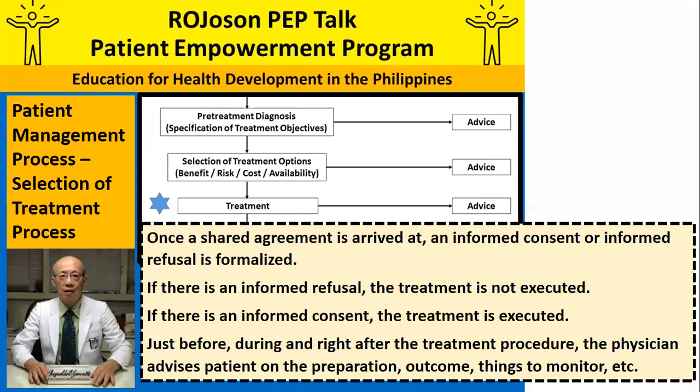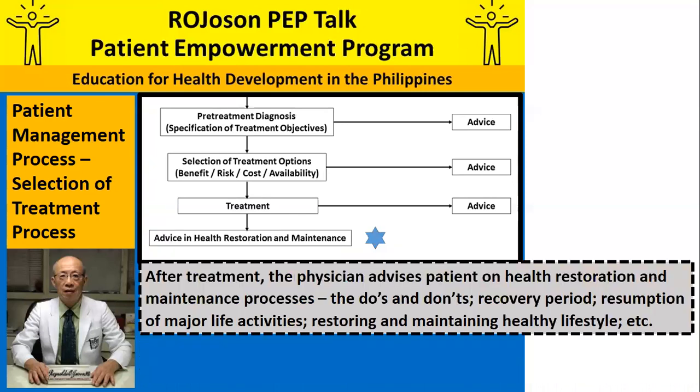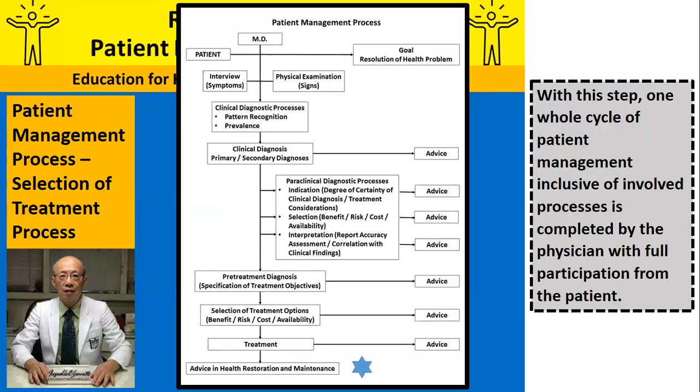Just before, during, and right after the treatment procedure, the physician advises the patient on the preparation, outcome, things to monitor, etc. After treatment, the physician advises the patient on health restoration and maintenance processes, the do's and don'ts, recovery period, resumption of major life activities, restoring and maintaining healthy lifestyle, etc. With this step, one whole cycle of patient management, inclusive of involved processes, is completed by the physician with the full participation of the patient.